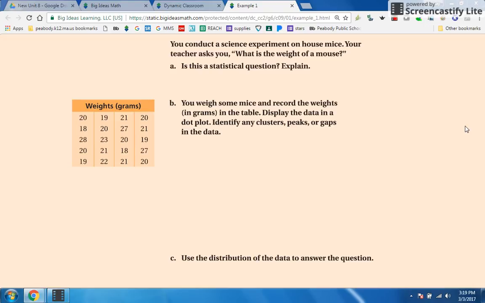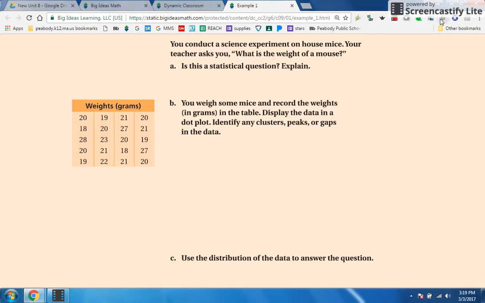So we're going to do some practice problems from the textbook, so let's take a look. The first one I want you to just watch and listen, and then I'll give you one to try. So it says, you conduct a science experiment on house mice. Your teacher asks you, what is the weight of a mouse? Is this a statistical question?